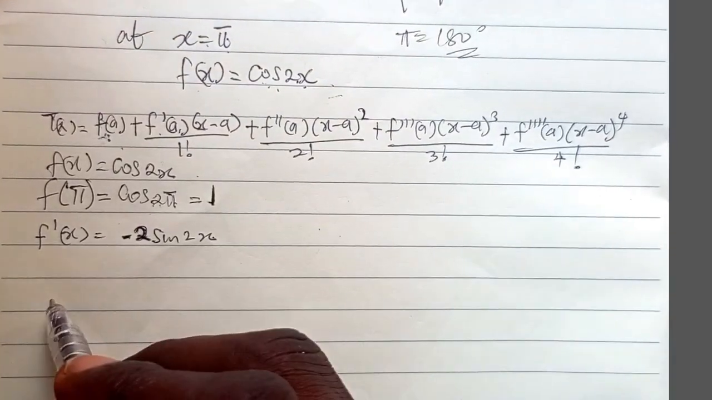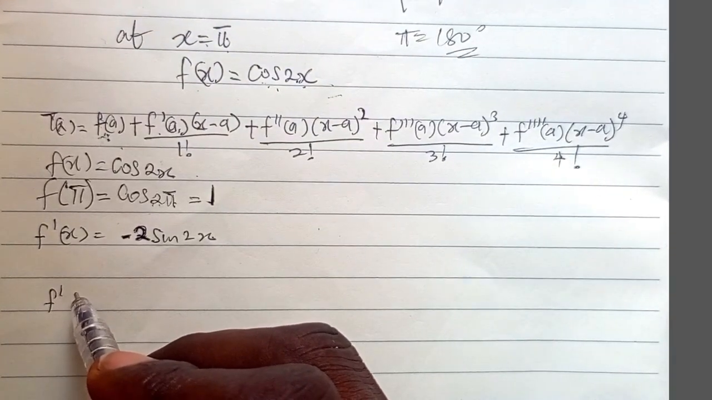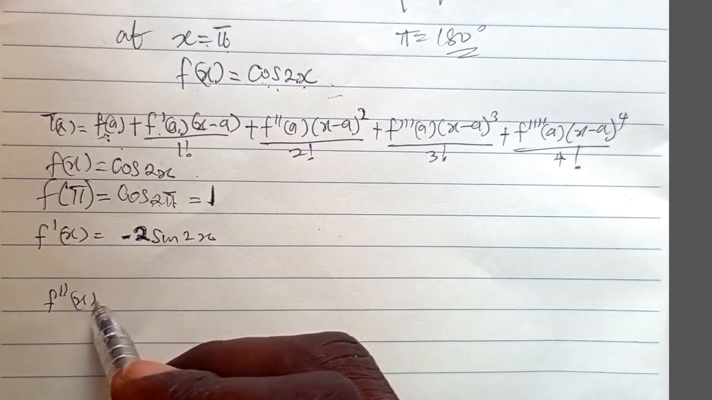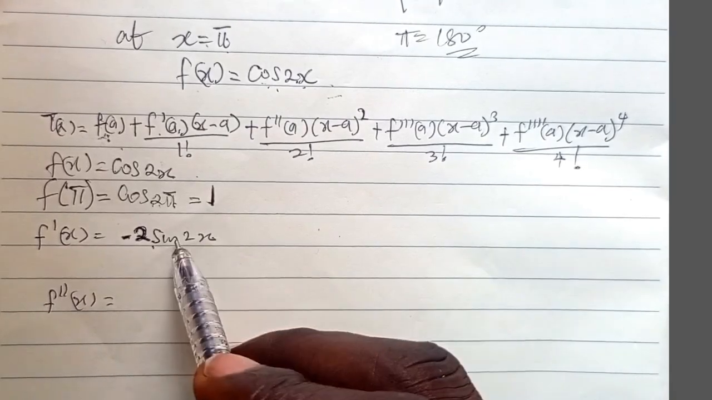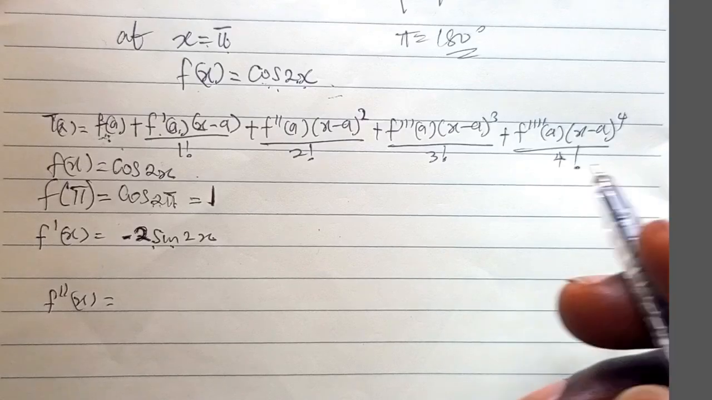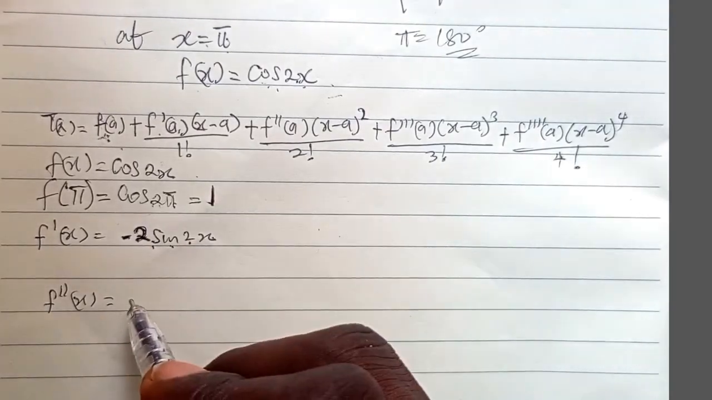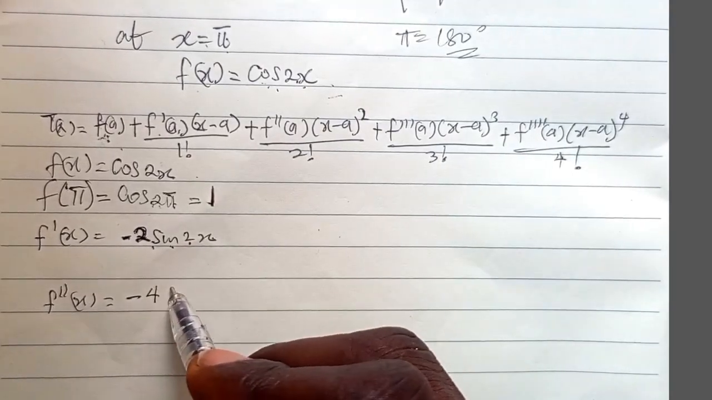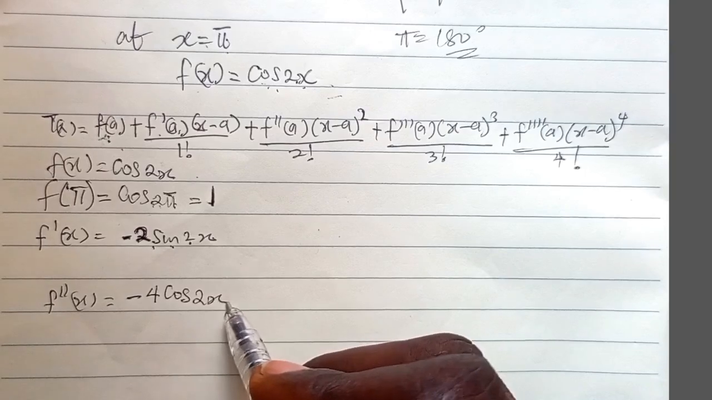So I'm going second time now. That will be f prime prime of x. I'm differentiating this one now. If you differentiate sine, you're going to get cos. So this 2, just times this 2. That will give you minus 4 cos 2x.